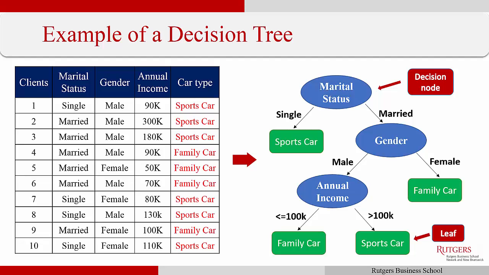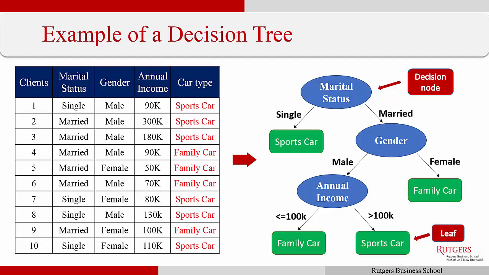For example, the first one is the client's marital status. It is single or married. And the second one is the gender. Is it male or female? And the third one is the annual income. It is more than 100,000 or less than 100,000.